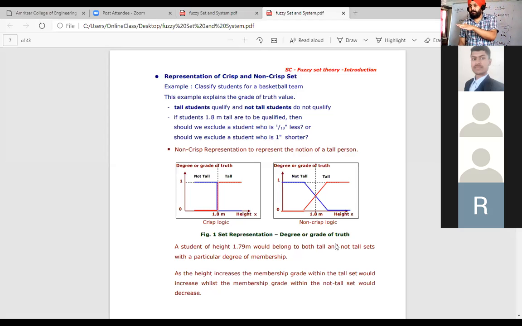But see in fuzzy logic, in the right hand side diagram, you can see that in non-crisp logic, the membership gradually comes down. So 1.79 height will be considered as tall, but with a degree of 0.9.